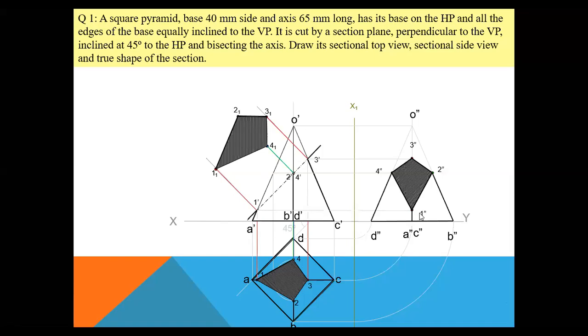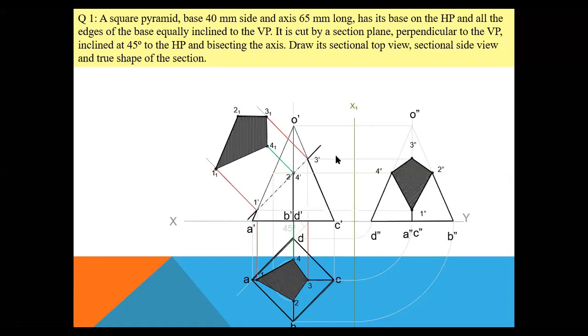Sectional left hand side view, that means whatever is dark in nature, sectional top view, and sectional front view, that means this portion, this portion, this portion, this portion, this end, and this end will be with HB pencil, plus your true shape of the section. This is also you have to draw with HB pencil.